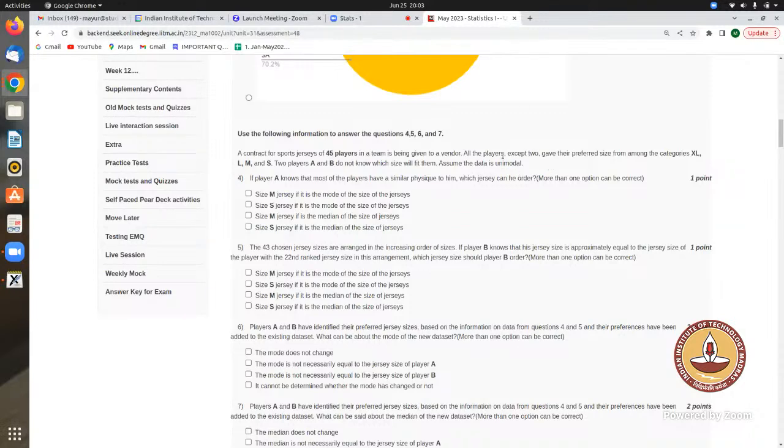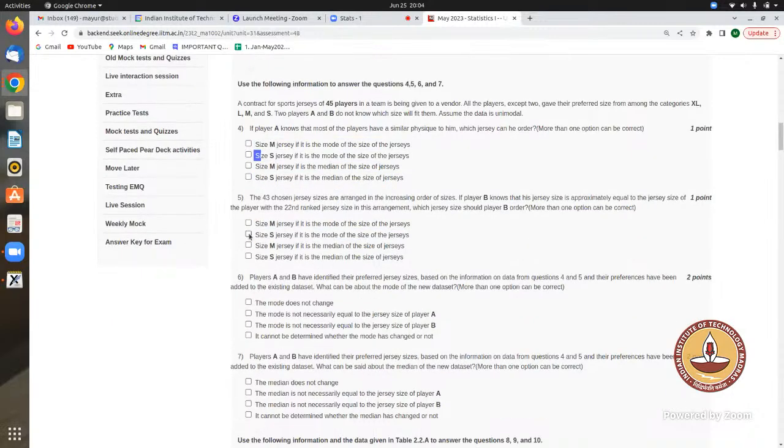So we know the sizes for 43 players, but we do not know the size for A and B. Okay. First of all, do you understand question number 4? Yes, sir. Question 4 says if player A knows that most of the players have similar physique, that means you are going for the mode, right? Yes, sir. So size M, if it is the mode of the data, or size S is the mode.